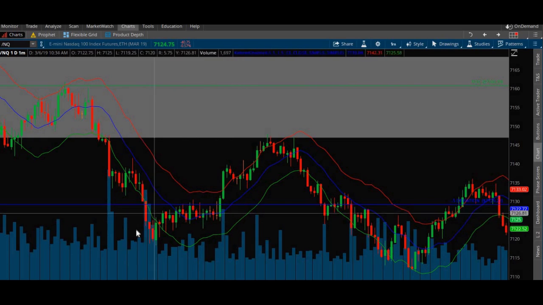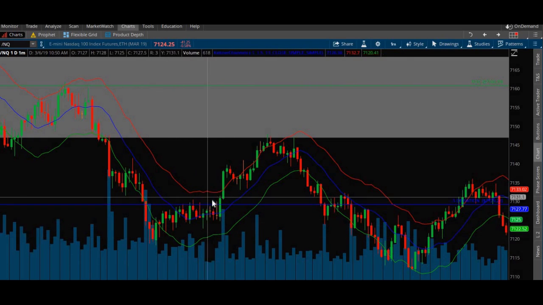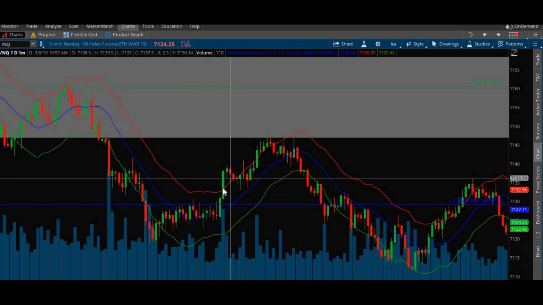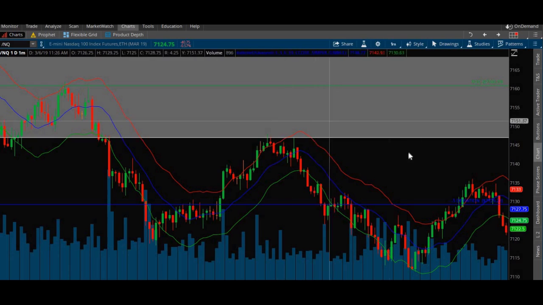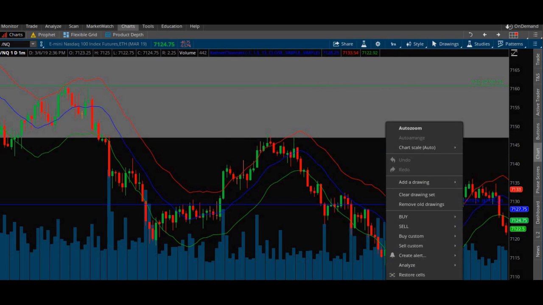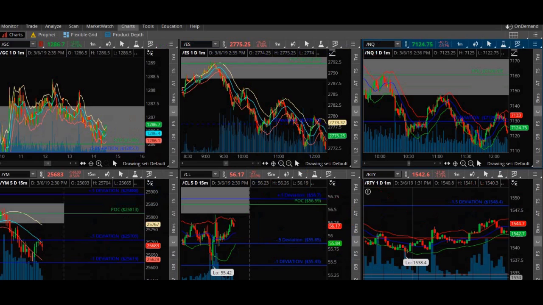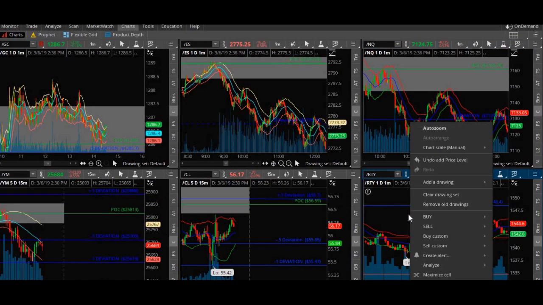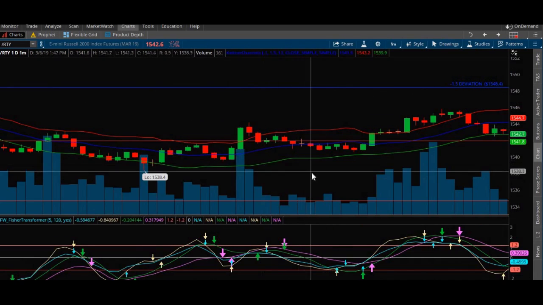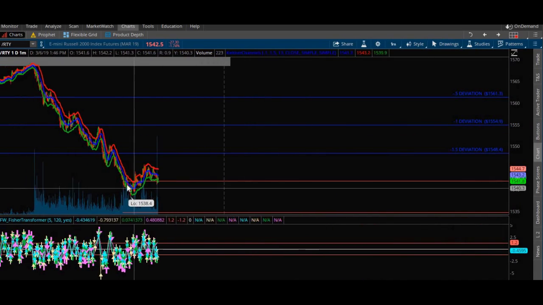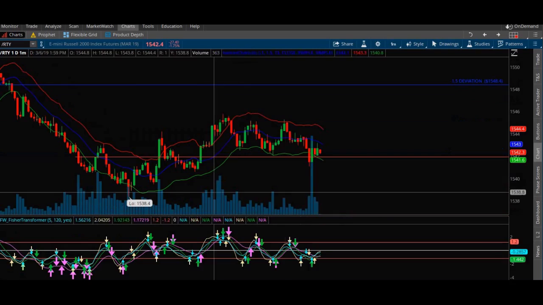So it dropped against me a hair, but not bad, and then I just kind of scaled out of it. It was a pretty easy trade. And then the last but not least, I have an end of the day trade that I put on. It was this /RTY, and it was a pretty easy trade.